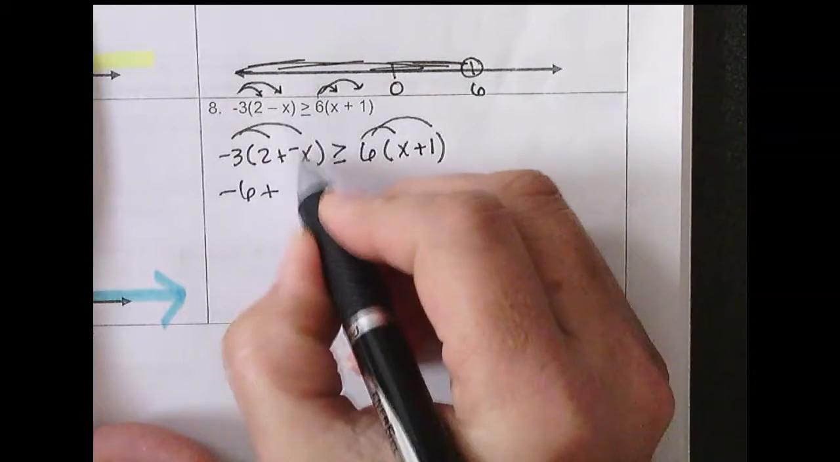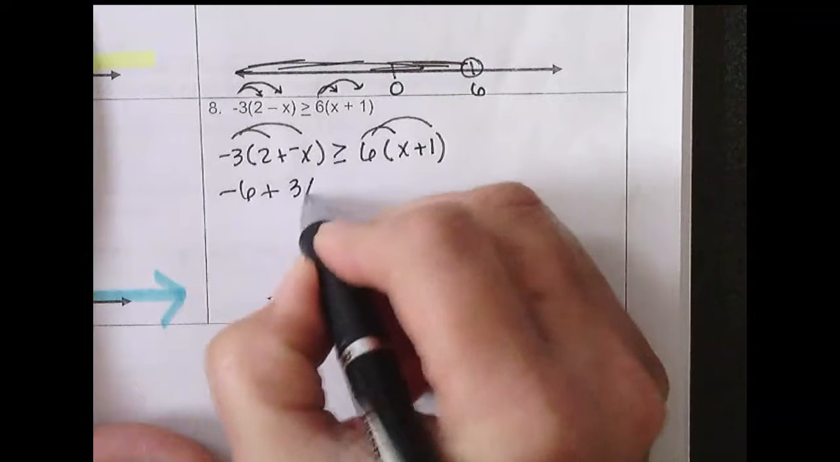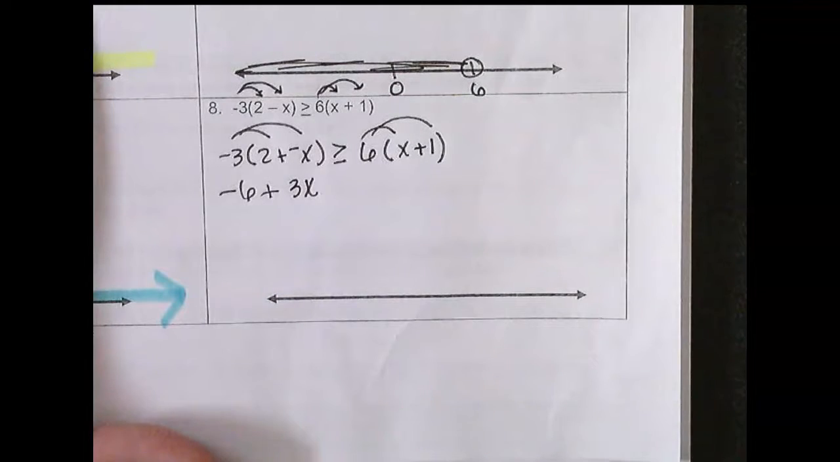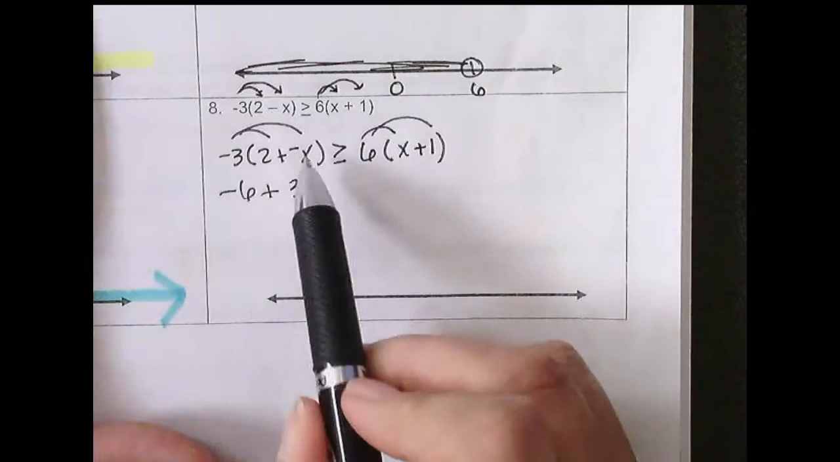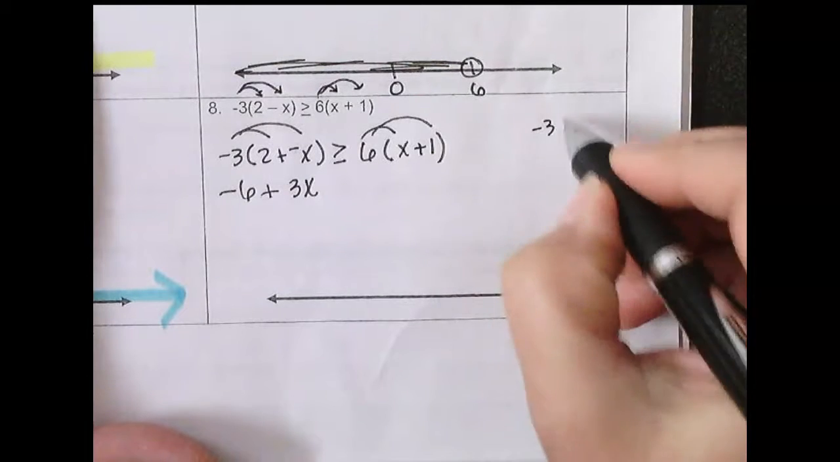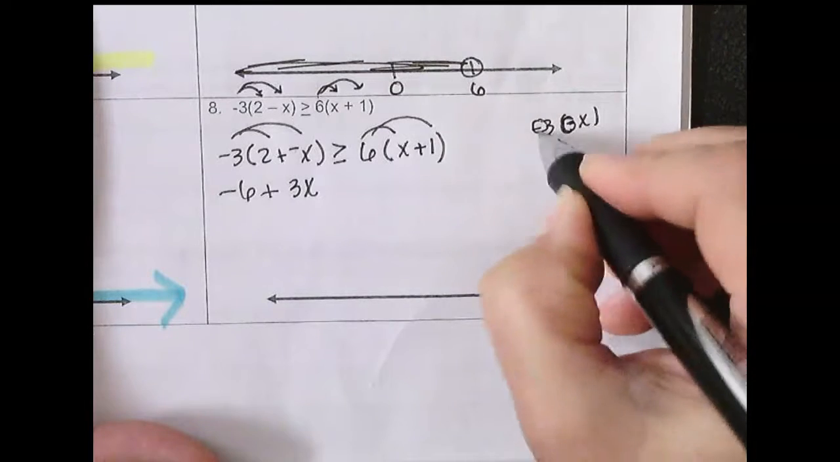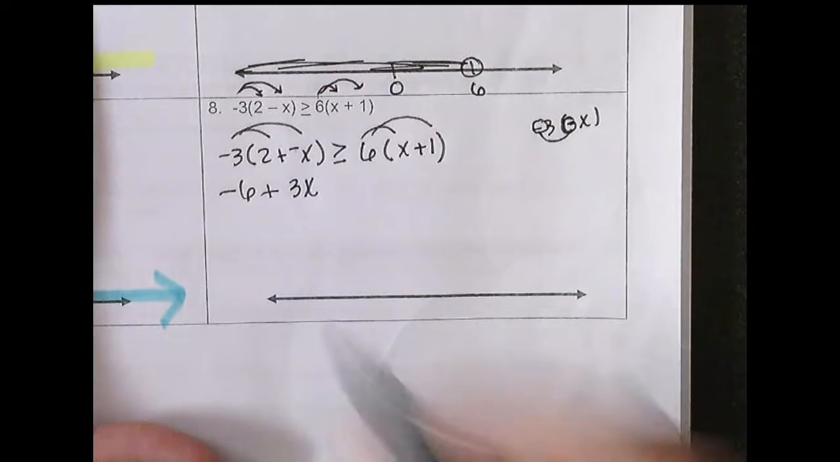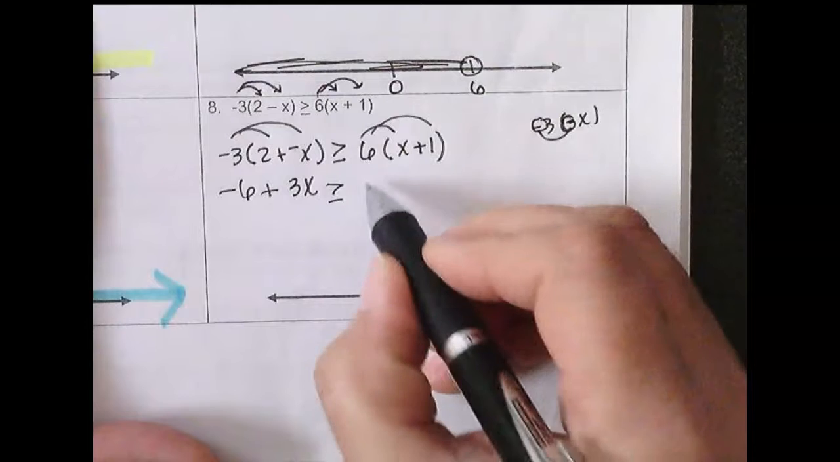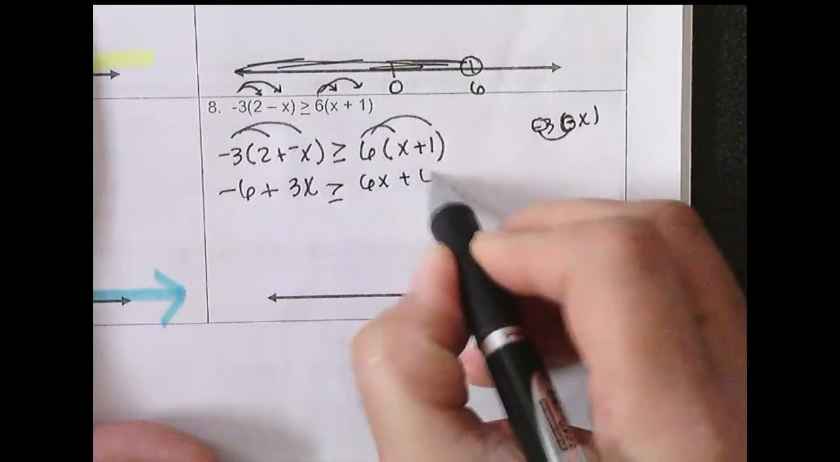Well, there's a 1 there, so I can tell you it's 3. I can tell you it's x. What about negative versus positive? You got a negative and a negative. So think about that. Negative 3 times negative x. Wouldn't that be the smiley face? So that's positive. 6x plus 6.